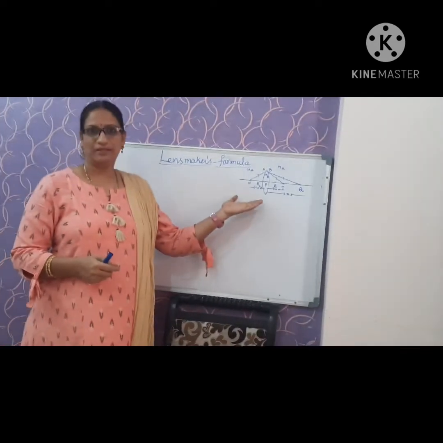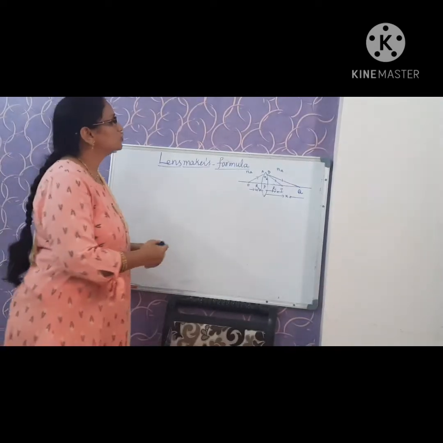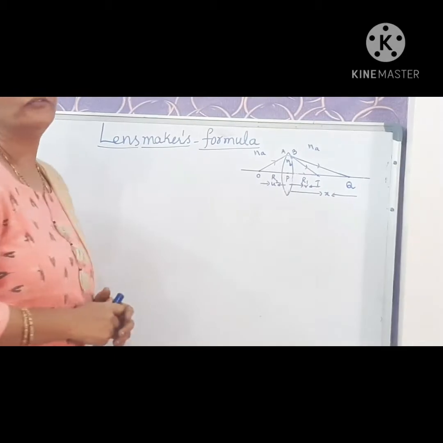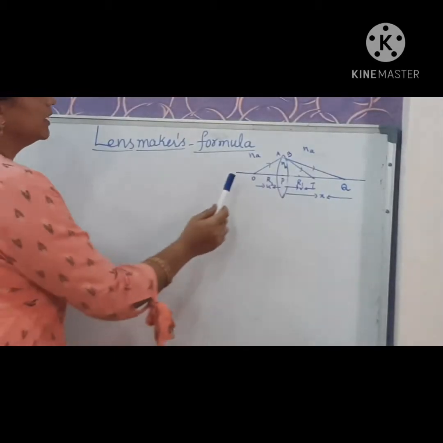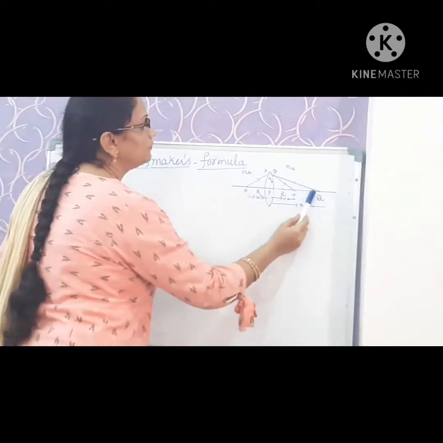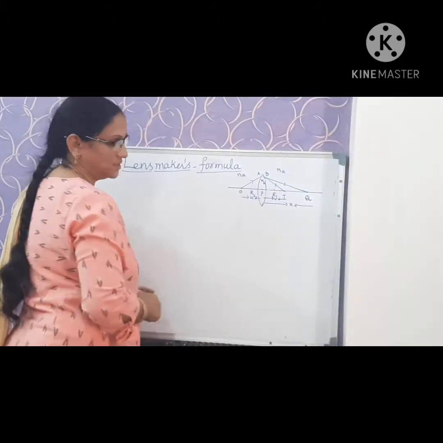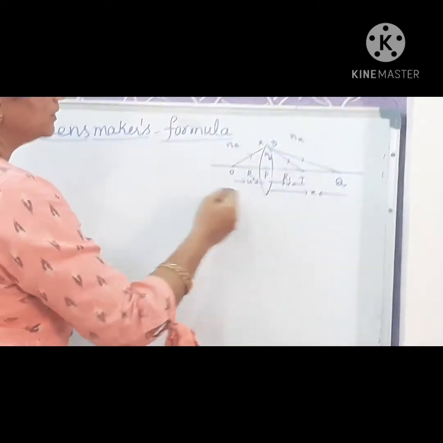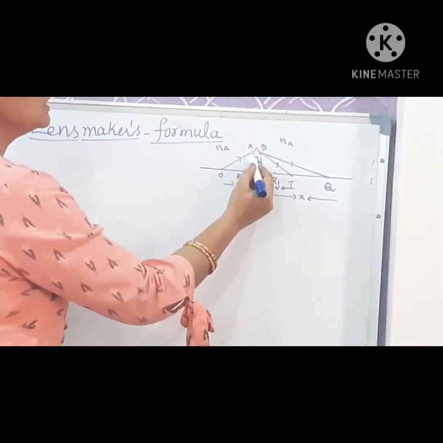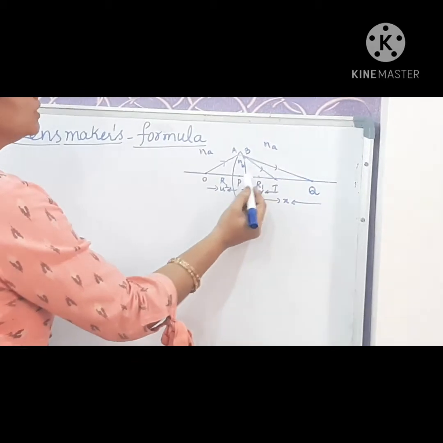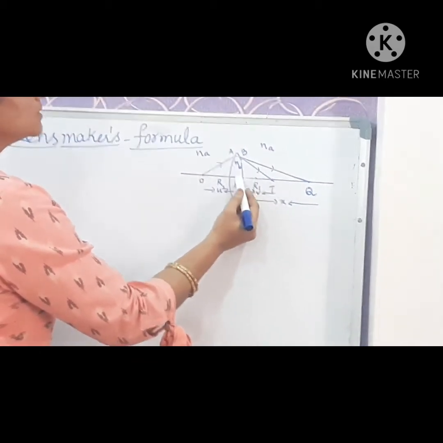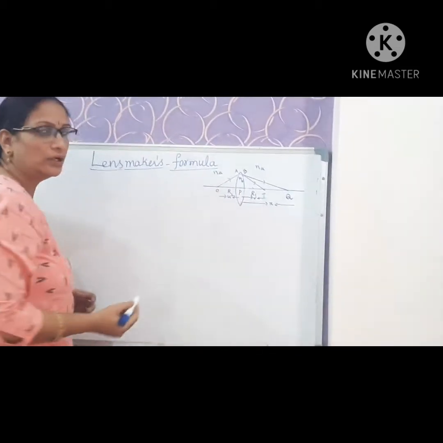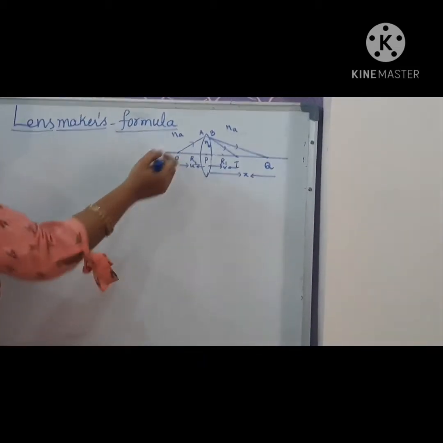Children, first let me explain the diagram. What is this lens? This is a convex lens. This is called the principal axis, and P is the optic center. This is one curved surface, and this is the other curved surface. The radius of curvature R1 is the distance from the pole to the center of curvature. This is R1 and this is R2. So R1 and R2 are the radii of the two surfaces.